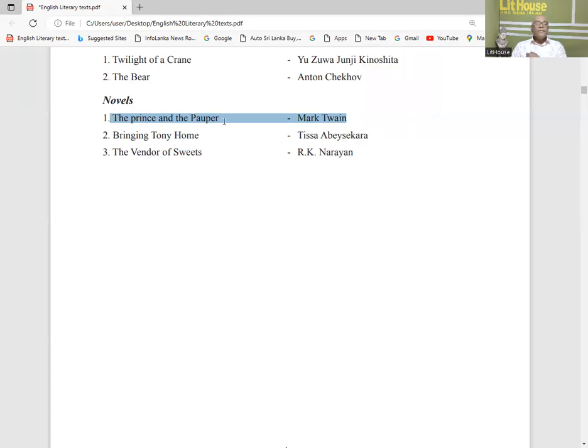Right? It has very rich, beautiful language. You are learning language in this literature.